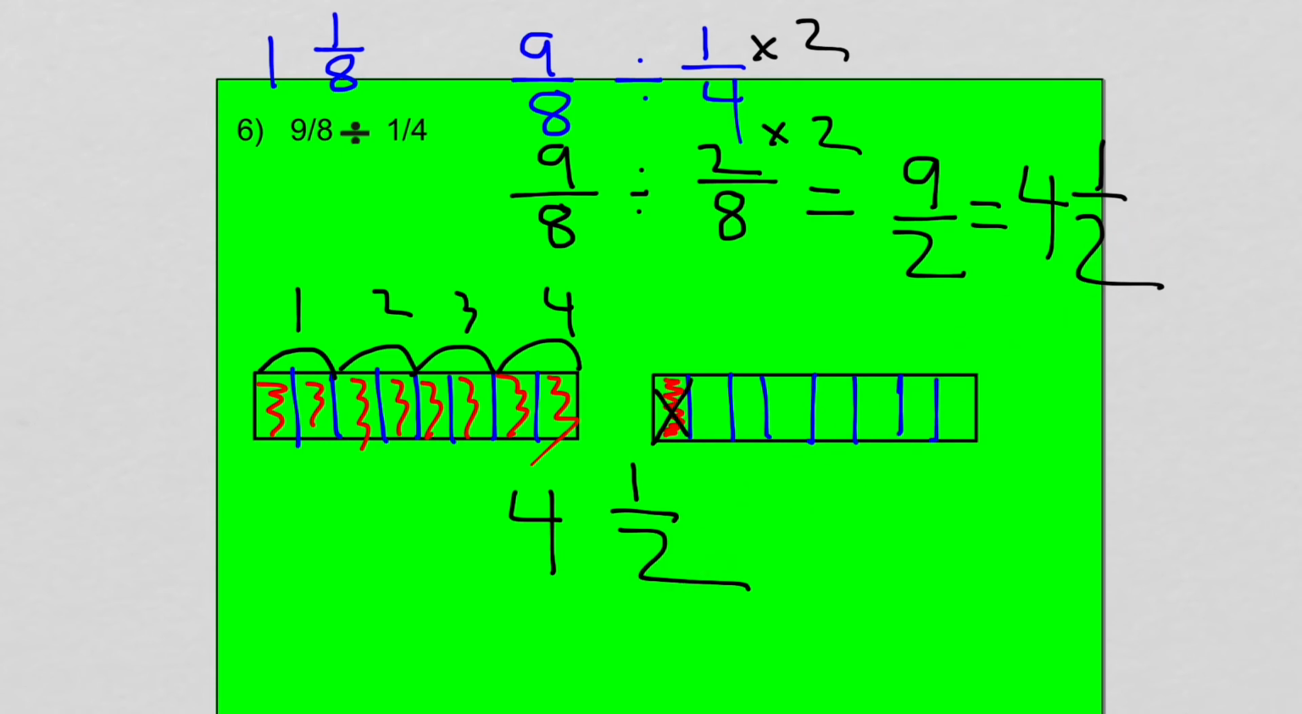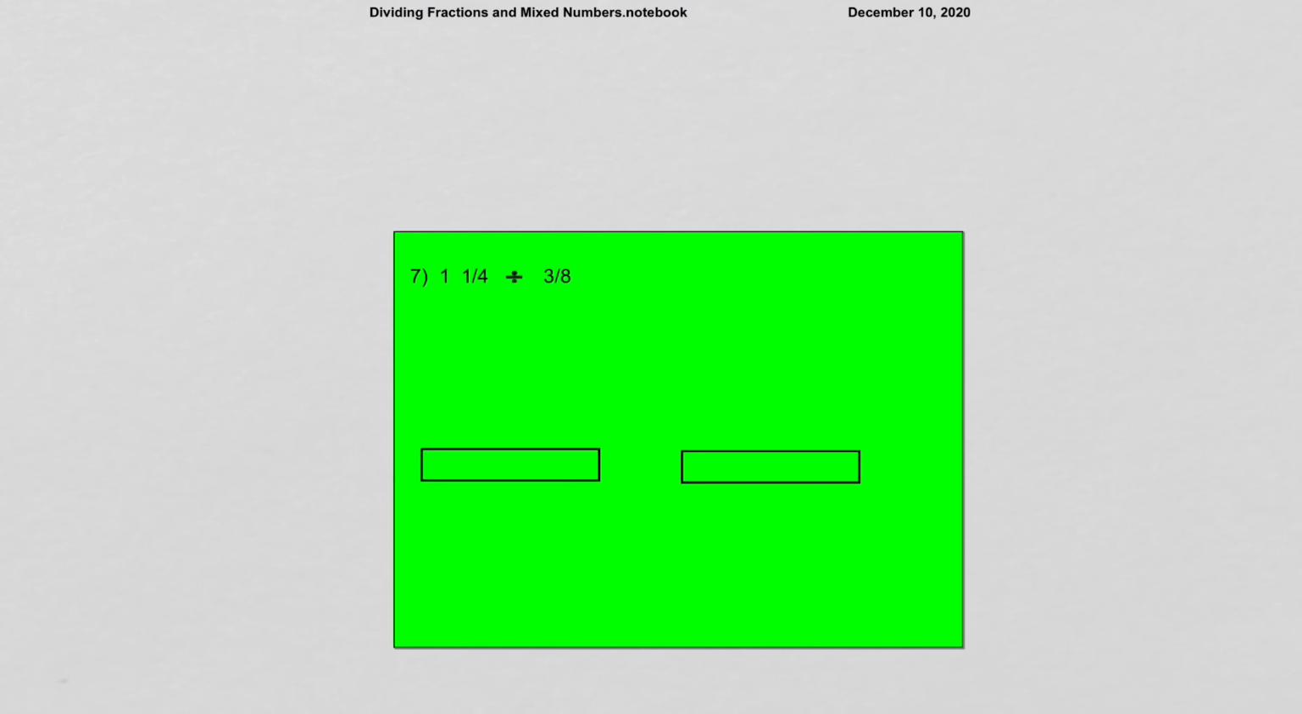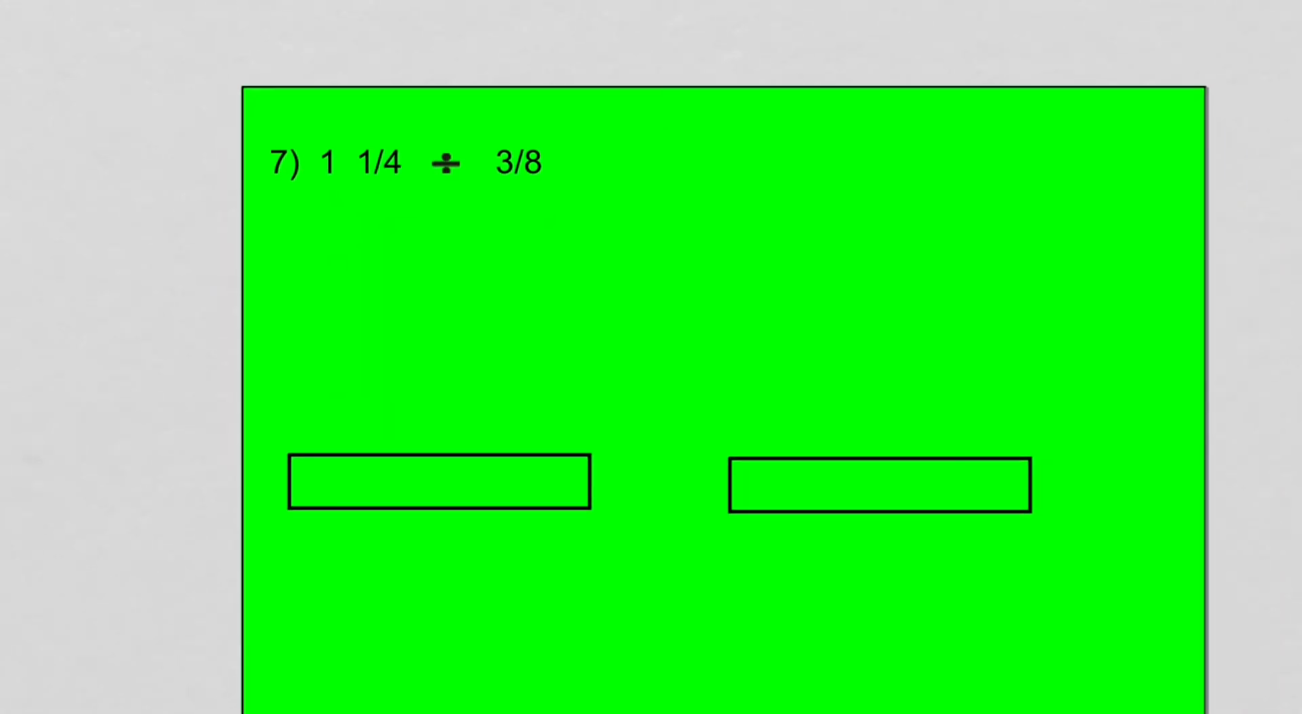Okay, last question, number 7. What happens if you have a mixed number, 1 and 1 over 4, divided by 3 over 8? Well, probably want to take this mixed number and make it an improper fraction. 4 times 1 is 4, plus 1 is 5. So that's the same as 5 over 4, divided by 3 over 8.